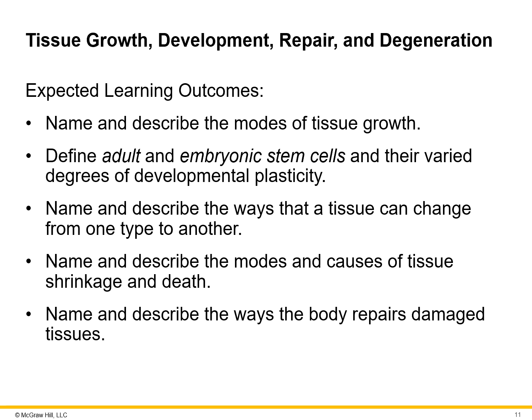When it comes to how this tissue grows and develops, we're going to talk about the modes of tissue growth. When I talk about stem cells, there is a difference between adult and embryonic stem cells, so we'll discuss that. And then we're also going to look at how cells or tissues can change from one cell type to another, and talk about the ways that the body repairs damaged tissue.